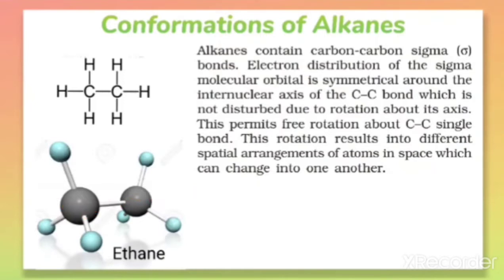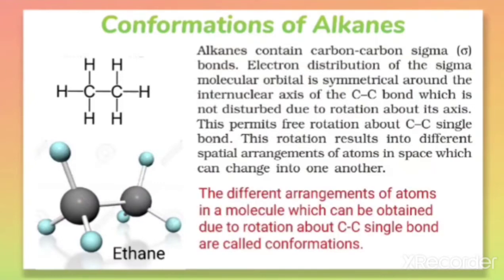That means if I keep this one stationary and rotate this one, then this hydrogen gets shifted, and now it is shifted in this way, so that it gives one spatial arrangement. Again when it is rotated like this, we can get an infinite number of spatial arrangements. These are actually called isomers.